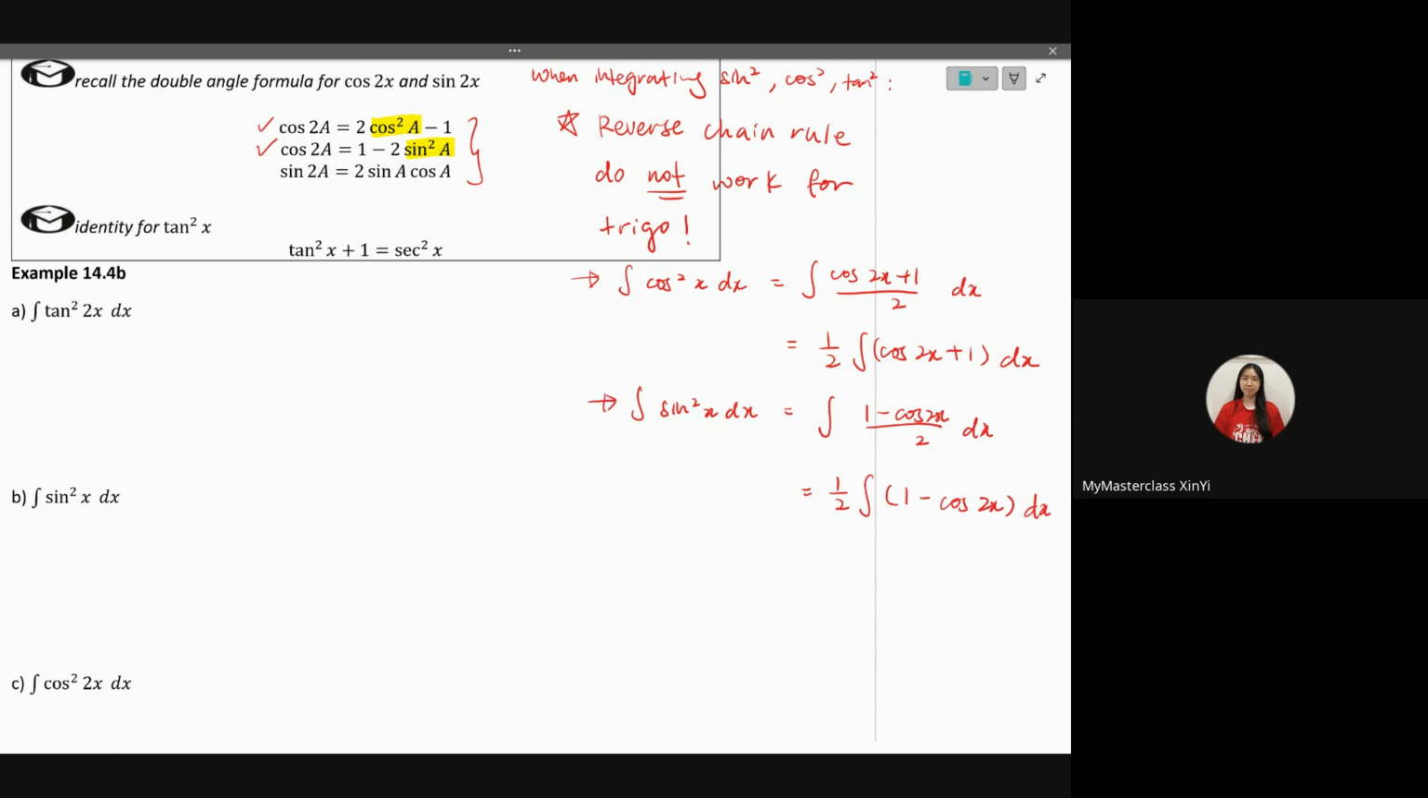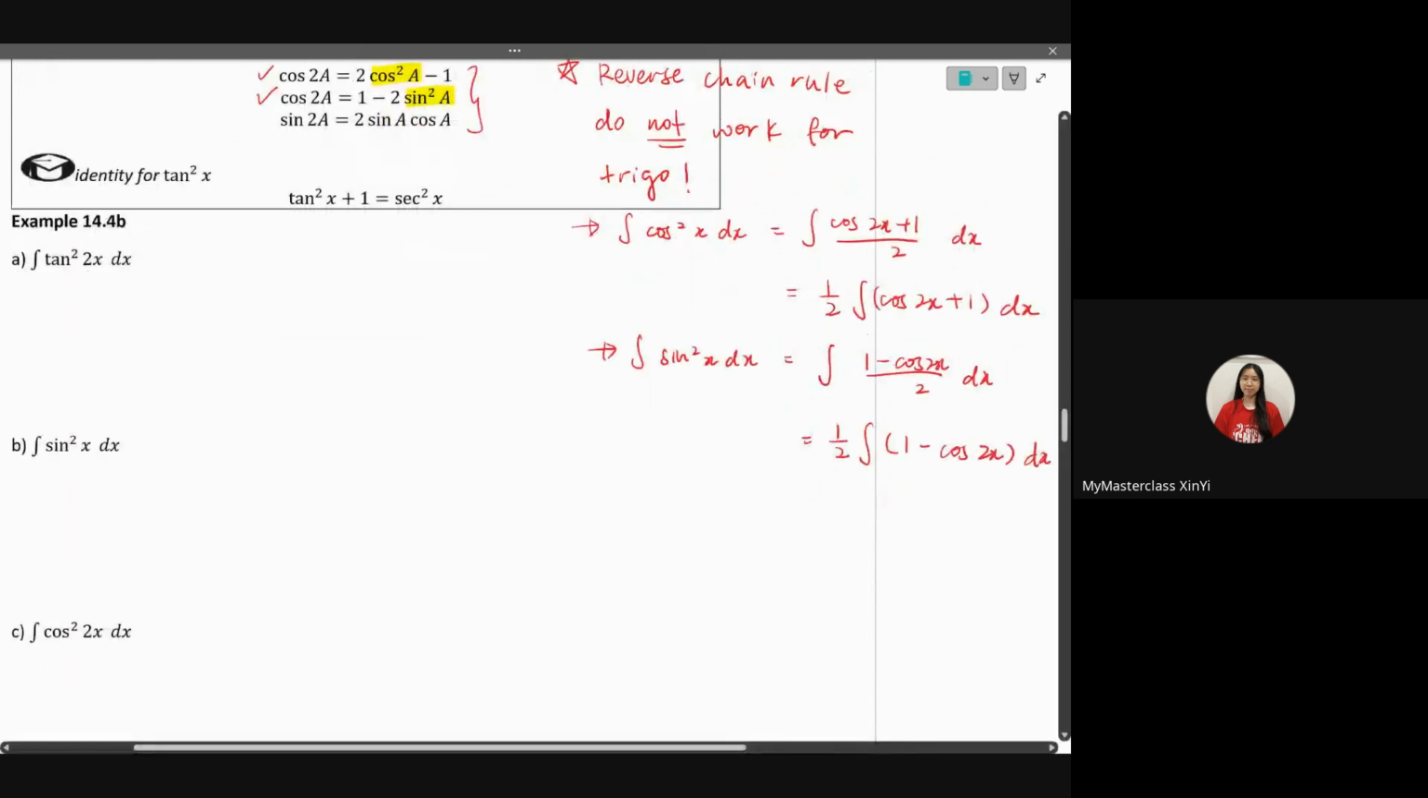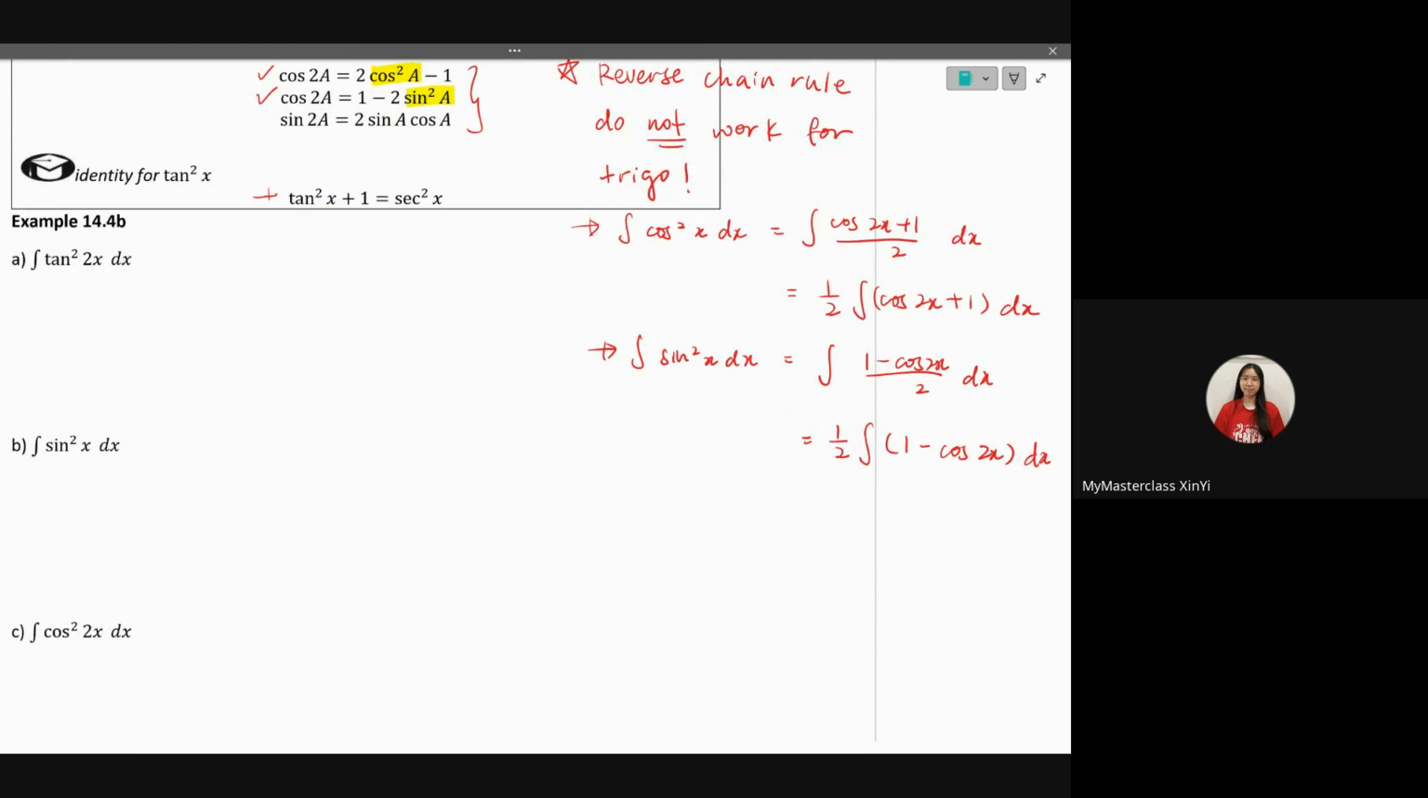Similarly, if I want to integrate tangent square, recall I can integrate secant square, but not tangent square directly. So when I want to integrate tangent square, I need to make use of a trigo identity that matches tangent square and secant square together, so that I can manipulate my tangent square to be a function of secant square instead. Using this, I will rewrite the integration of tangent square x as secant square x minus 1.